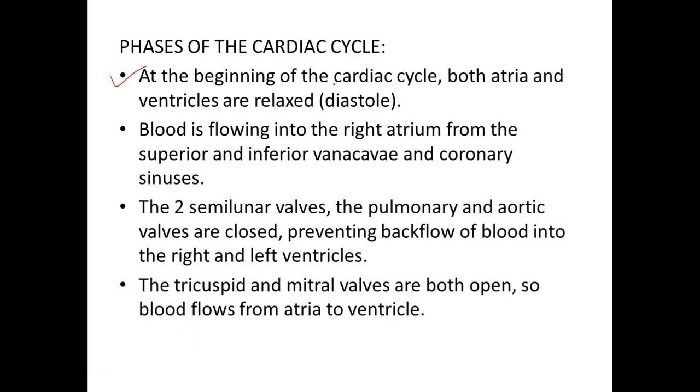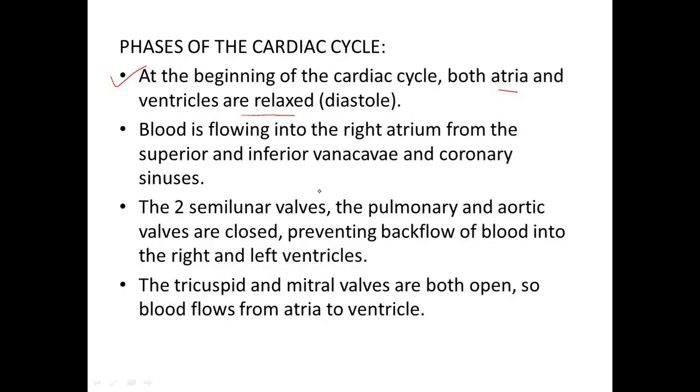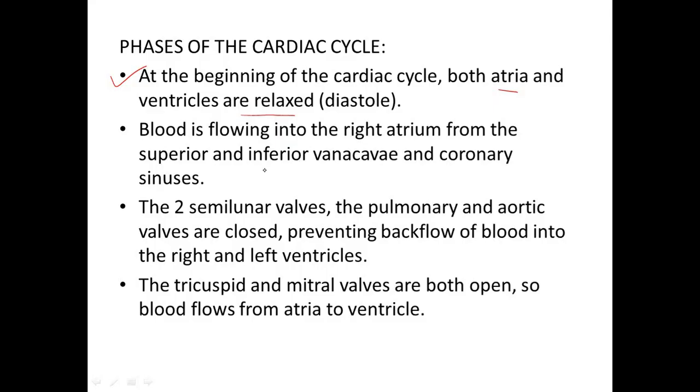First, at the beginning of the cardiac cycle, both atria and ventricles are relaxed. You can see from this fifth phase that auricles and ventricles are in a relaxed stage, or diastolic stage. Then blood is flowing into the right atrium from the superior and inferior vena cava and coronary sinuses.